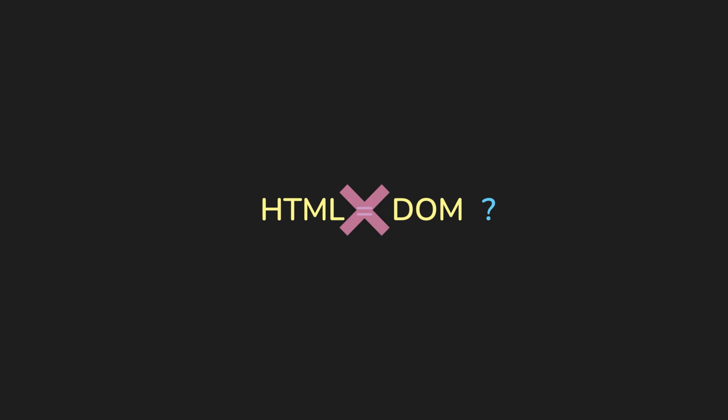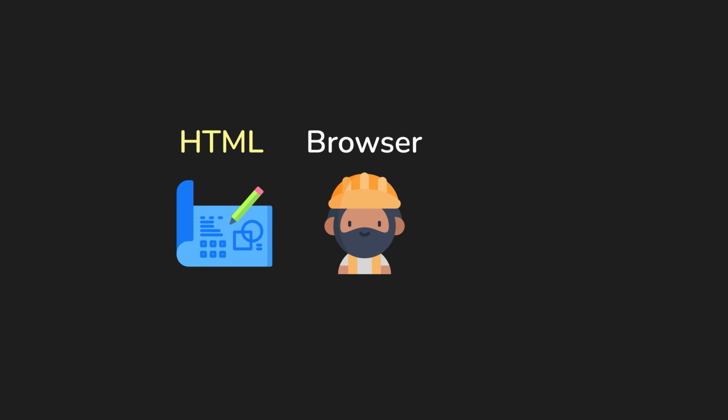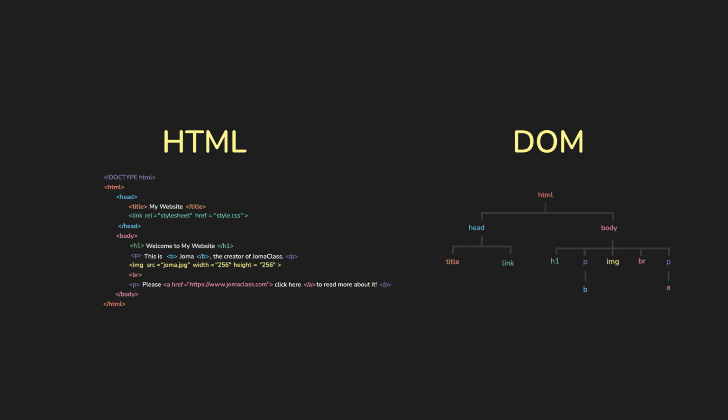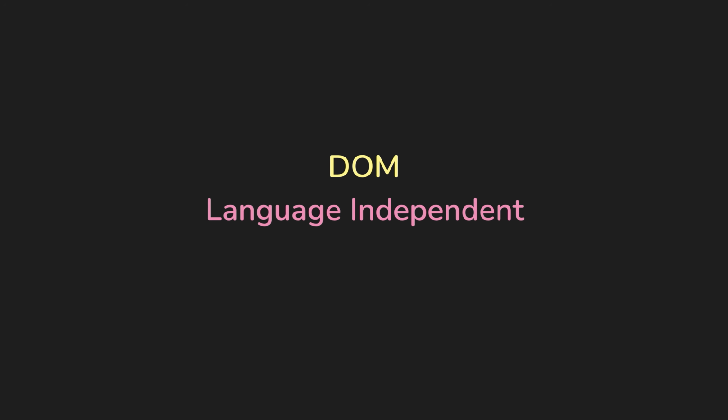Well, actually not. Think of the HTML source code as a blueprint and the browser as a builder. The DOM is what the builder produces according to the blueprint. HTML is just a piece of writing, a recipe, or an instruction, but DOM is the actual model of the document, and it is independent from the language that was used to build it.